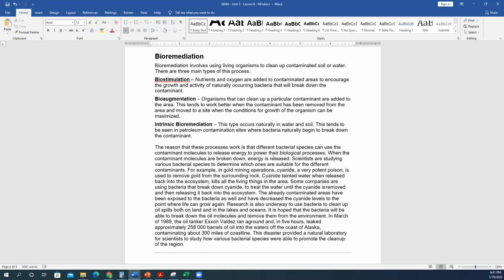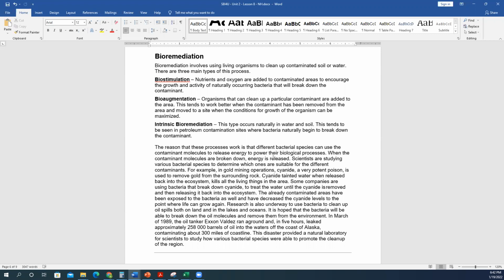So scientists are studying all the different bacterial species to determine the ones that are most suitable for specific contaminants. For example, in gold mining operations, cyanide is used to remove gold from the surrounding rock, but it's very poisonous.